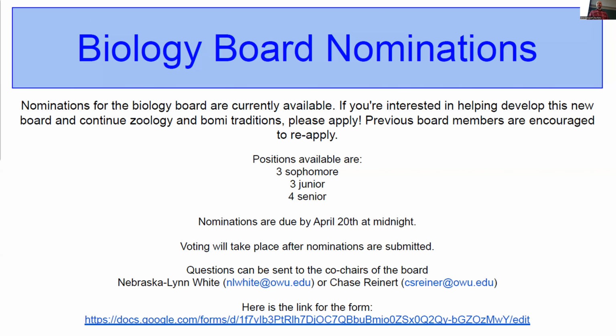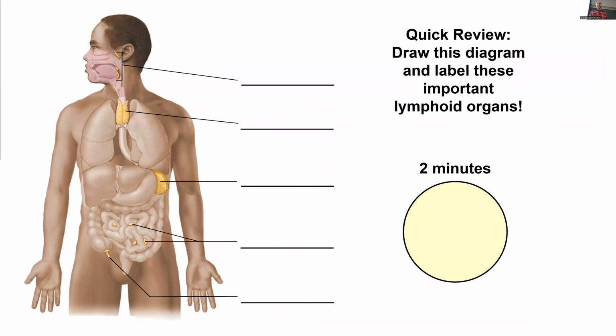All right, review time. Quick review: draw this diagram and label these important lymphoid organs. Do as much as you can from memory, then consult your notes. Go.